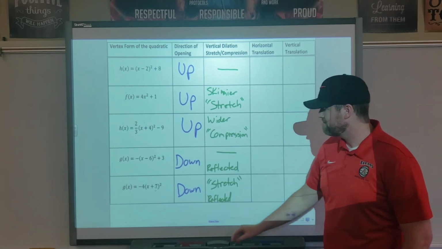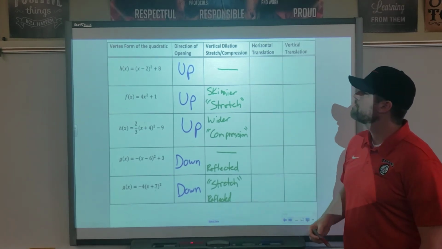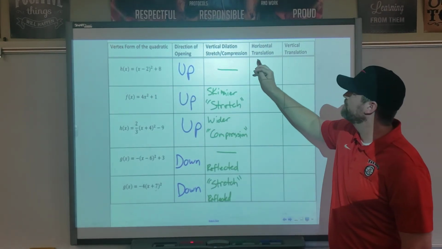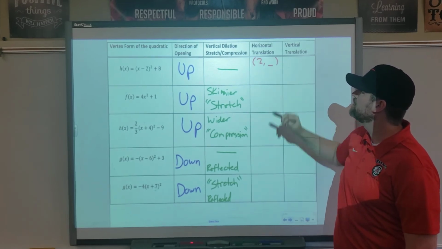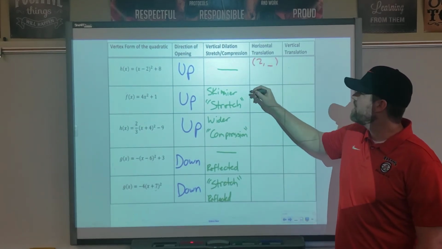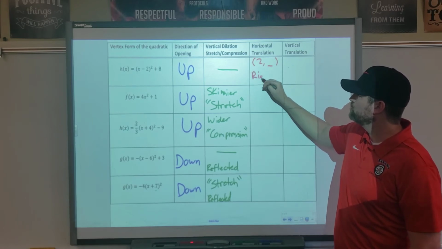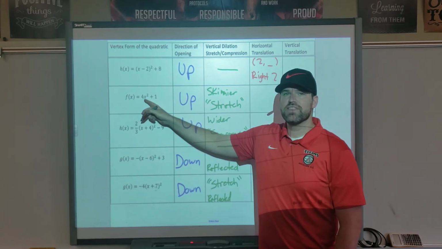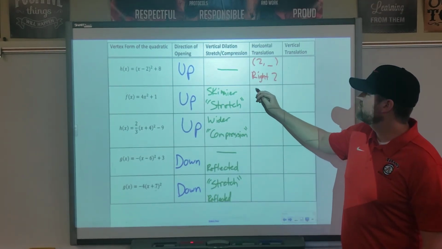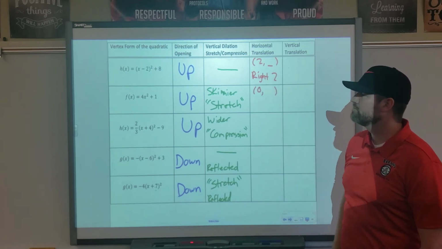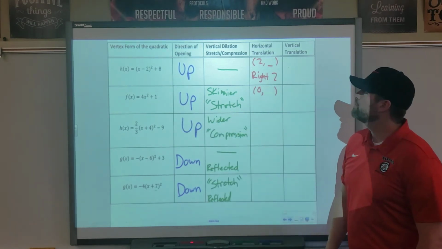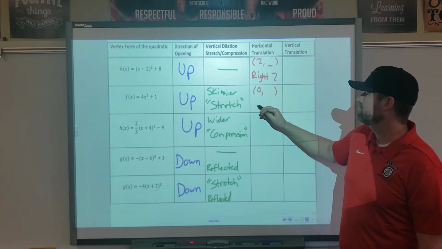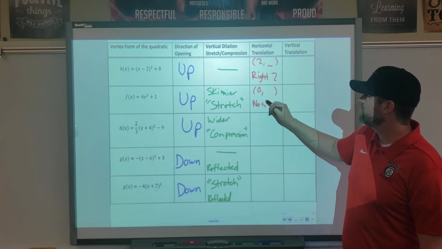Horizontal translation. So horizontal translation, we're looking left and right. If this is -2, that means our vertex will be at +2. And if our vertex is at +2, that means we went right 2. This one, there's no number with the x, there's no parentheses. So that means your vertex is going to be at 0 something, which, well, it'll be 0, 1, right? But as far as horizontal, left and right, it does not shift. So no shift.